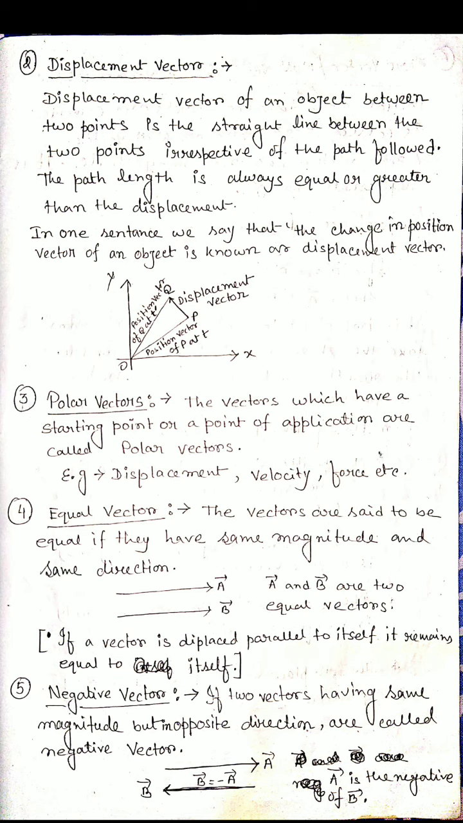That means A is the negative vector of B, or we can say that B is the negative vector of A, because we can write A equals minus B, or B equals minus A. So if you write B equals minus A, that means A is the negative vector of B. If you write A equals minus B, then you can say B is the negative vector of A. Clear? Okay.